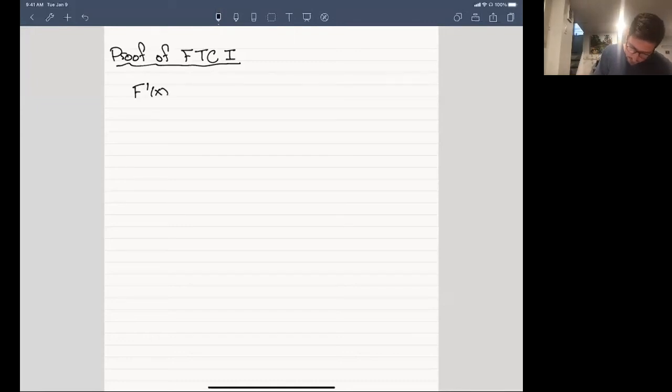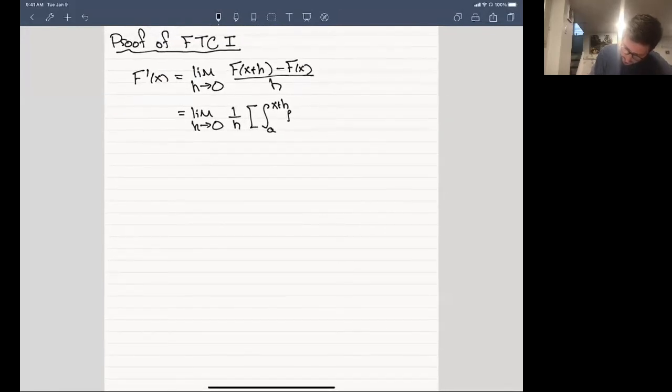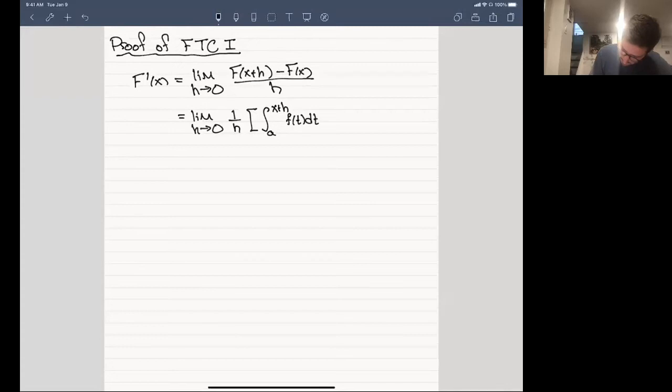So F prime of x is equal to the limit as h goes to 0 of F of x plus h minus F of x, divided by h. If we just take the definition of capital F of x, let me pull the 1 over h out front. This is the integral from a to x plus h of f of t dt minus the integral from a to x of f of t dt.